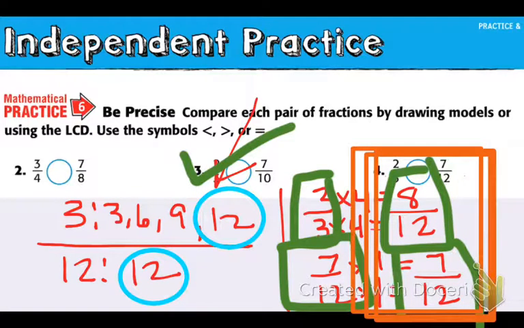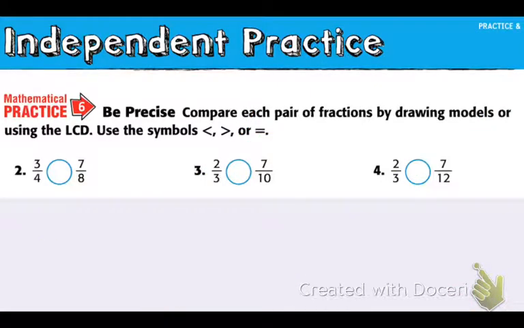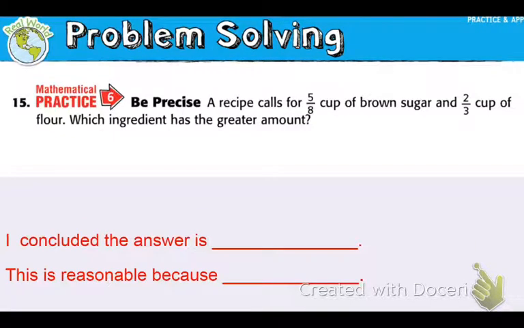Well, again, if you have a big tray of brownies and you ate 8 out of the 12 pieces, you ate more than if you only had 7 pieces. So that means that 8/12 is bigger than 7/12. So 2/3 has a larger value. It makes sense.